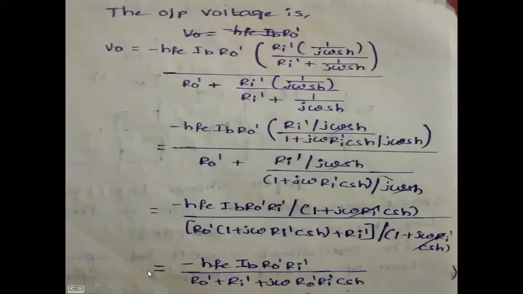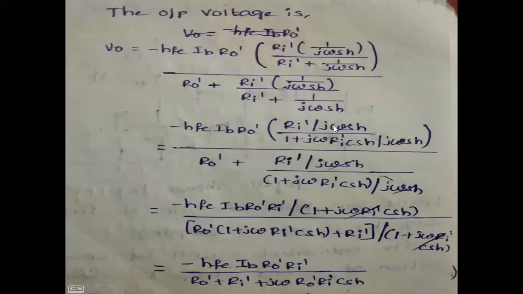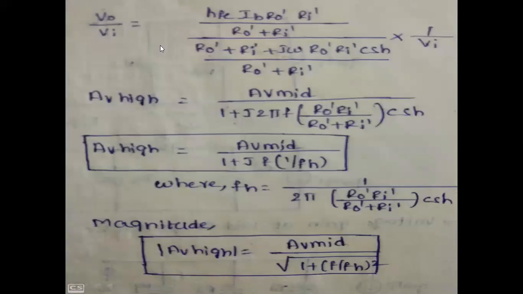We want to find out the voltage gain. So just divide this term by VI. Hence we can get V0 by VI equal to the total term into 1 by VI. So this term is divided by VI, and then we can get the equation like this. So what is V0 by VI? V0 by VI is the gain at higher frequencies. Okay. So AV high is equal to the numerator term, which becomes the mid frequency gain.